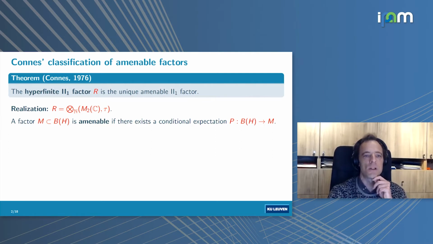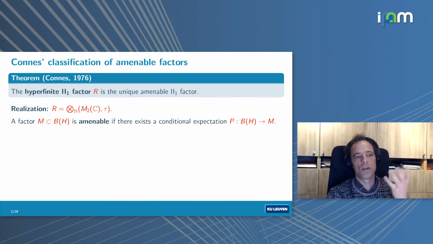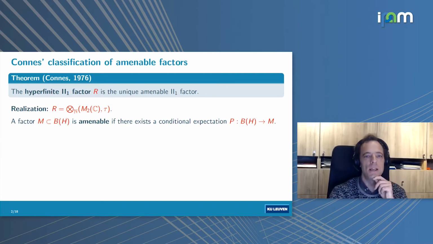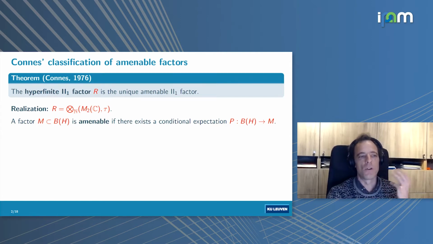Now, amenability, to make a link with the word mean, one way to characterize this is by the existence of a conditional expectation of B(H) onto M, if M is sitting as a von Neumann subalgebra of B(H). Usually this would be called injectivity, but this definitely is the variant of an invariant mean on a group.